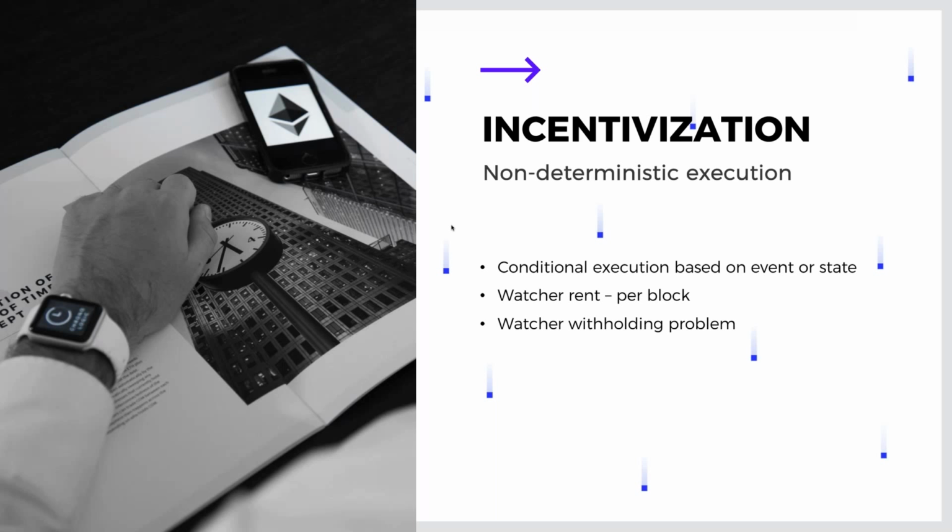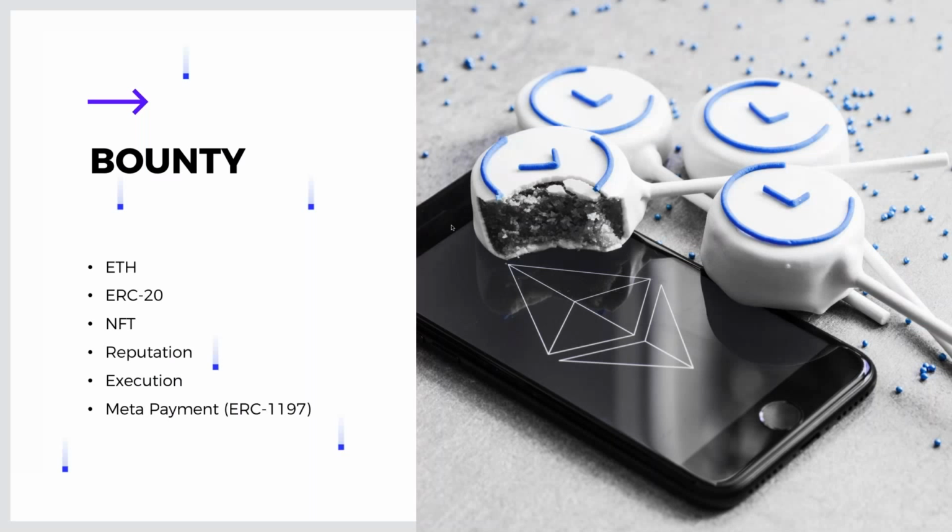Because of the non-deterministic nature of this execution, you don't really know when it's going to happen. So it might be better incentivization to pay those watchers over a period of time, or per block, or whatever kind of time is passing by. It does have a couple of problems, obviously, because the watchers are incentivized to watch forever, and they might withhold those executions. So arbitrary arbiters are needed for this kind of thing.